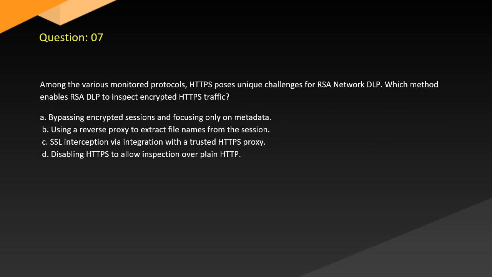Question 7. Among the various monitored protocols that pose unique challenges for RSA Network DLP, which method allows DLP to inspect encrypted HTTPS traffic, bypassing encrypted sessions and focusing only on metadata? B. Using a reverse proxy to extract file names from the session. C. SSL interception via integration with a trusted HTTPS proxy. D. Disable HTTPS to allow inspection over HTTP.